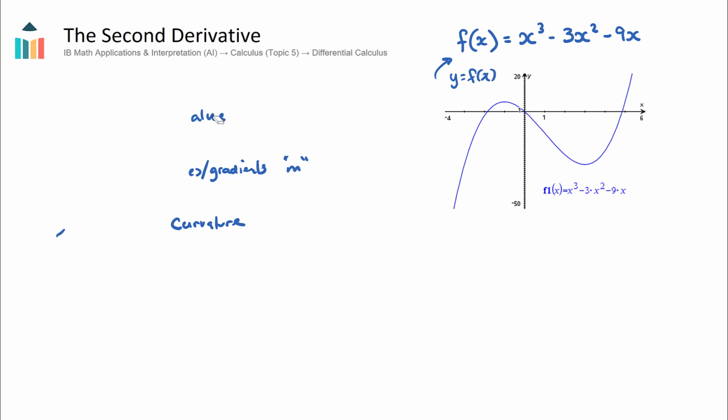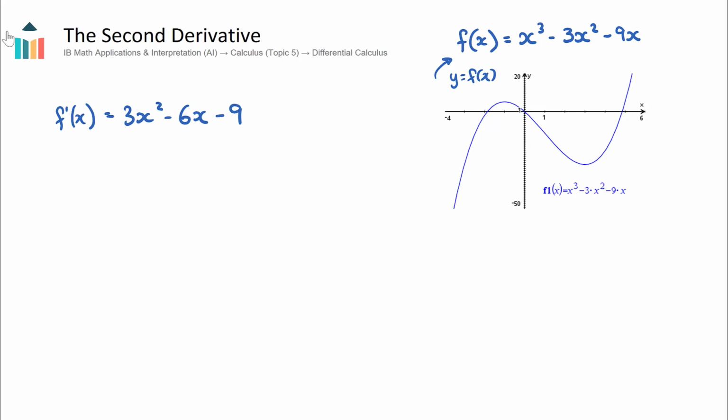We have our function defined up there at the top right-hand corner of our screen. What I'm going to do is find the first derivative. The first derivative will be equal to 3x squared minus 6x minus 9. As we said, the first derivative is very helpful, because if we substitute in any value for x, we will find the gradient at that point on the original curve.